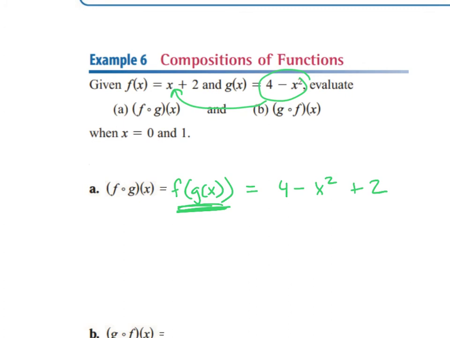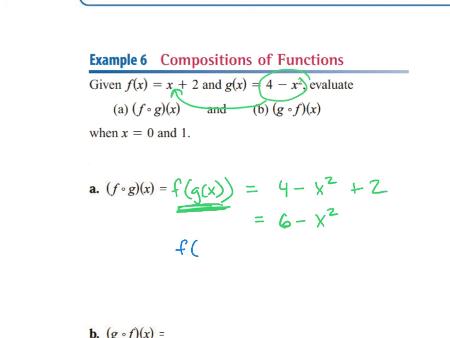Now I can simplify our equation. 4 plus 2 is 6, so 6 minus x squared. So our f of g of x is 6 minus x squared. Do we plug in those numbers that they give us after? Yep, now we're going to plug them in.